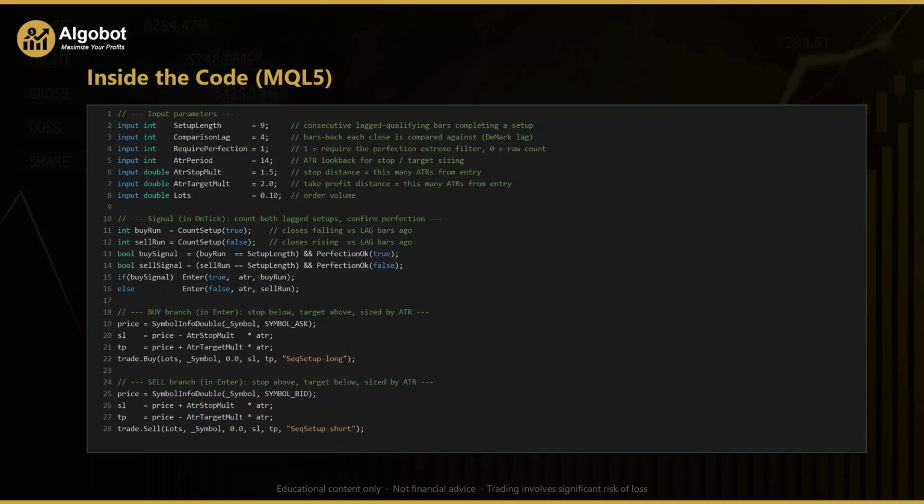The sell branch is the mirror image. It reads the bid price, places the stop loss 1.5 ATRs above and the take profit 2 ATRs below, and sends the order with trade.sell, tagged seek setup short. Notice how compact this is. There are no indicators driving the entry, only closing price comparisons and, for exits, the average true range. Both directions share the exact same structure, just flipped. That symmetry is what lets the same logic read both an exhausted downtrend and an exhausted uptrend.